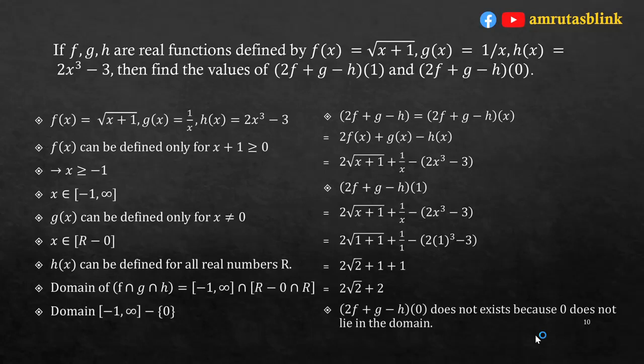Now, for (2f plus g minus h) of 0, we need not find out this value because this function doesn't exist for 0. As we have already calculated that domain of this function is [-1, infinity) except 0.